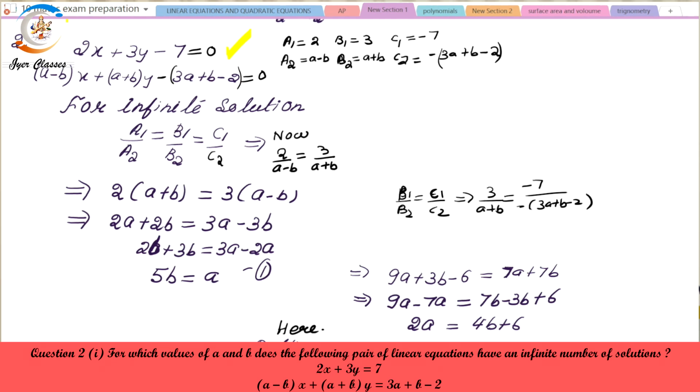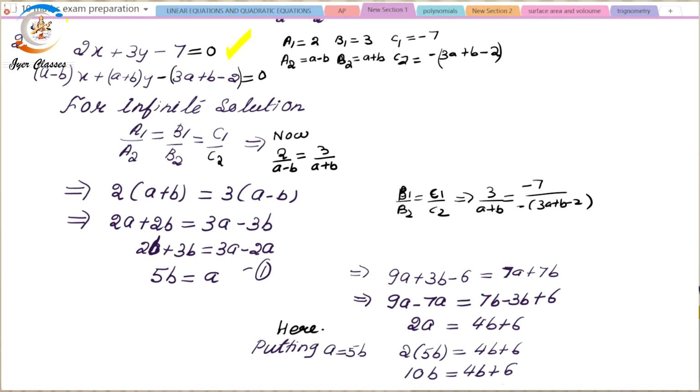Now from equations 1 and 2 you can always get the values a1 is 2, b1 is 3 and c1 is equal to minus 7. And for the second equation you have a2 is equal to a minus b, b2 is equal to a plus b and c2 is equal to minus (3a plus b minus 2). Now for infinite solutions, we all know that the condition is a1 by a2 is equal to b1 by b2 and that is also equal to c1 by c2.